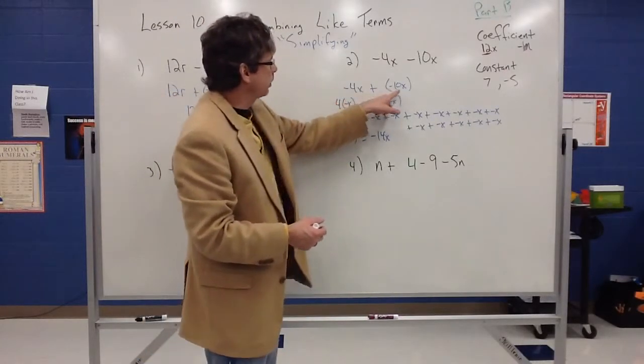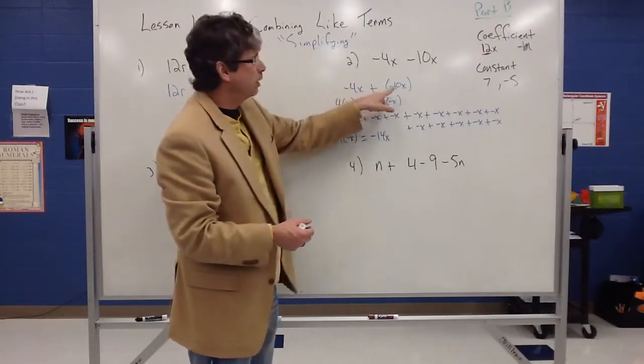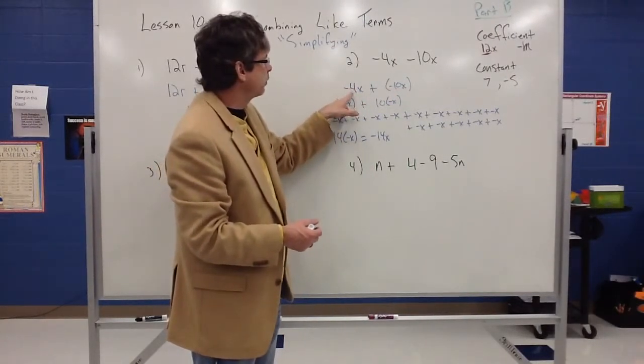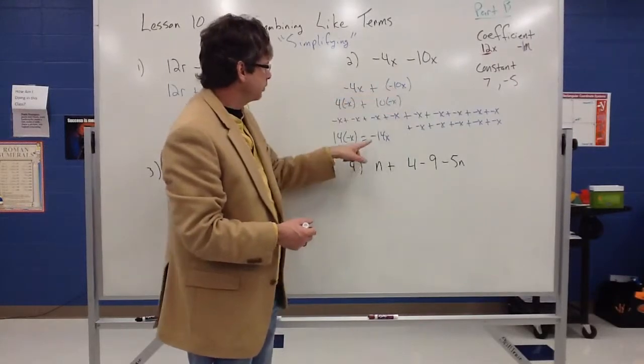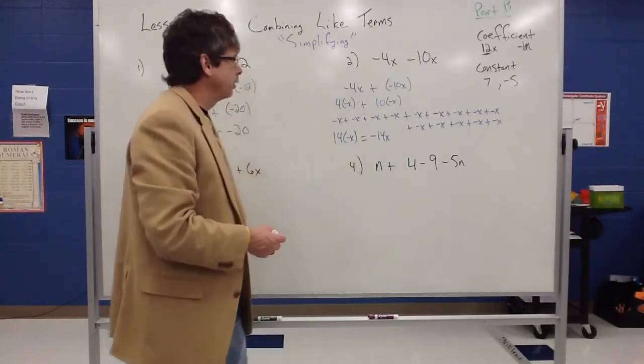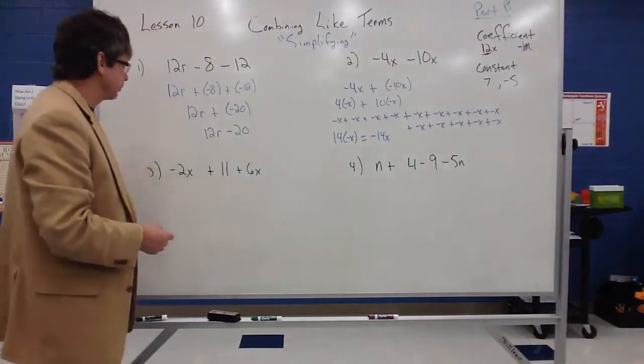So you have like terms. Some people simply say combine the coefficients. So when you see this, you can simply go -4 add -10. That gives you -14, and then just bring the x into the problem, and you get your -14x that way. So that's another way to look at it.